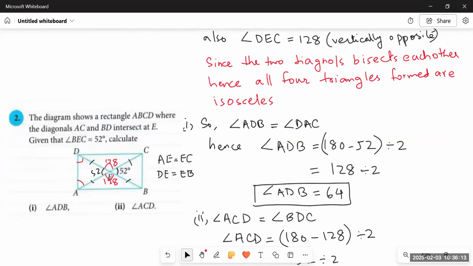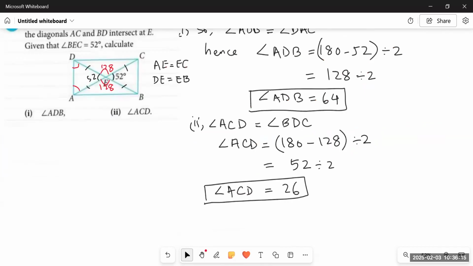In this way, we can find angle ADB, and same, finding ACD, we can easily find angle ACD and angle BDC. These two angles are also equal in nature. So first we will subtract 128 from 180. We will get 52. Then we will divide 52 by 2 to find the two unknown angles that are equal to each other, and we will get 26, 26. You see? These two angles are 26, 26, and these two angles are 64, 64.